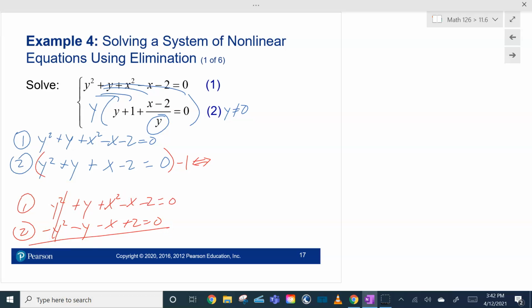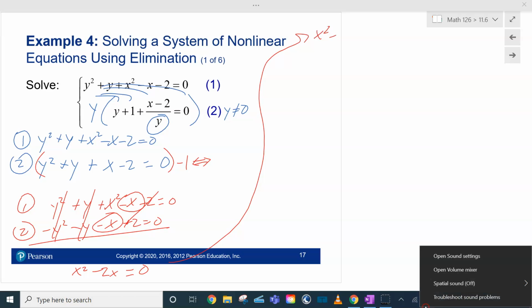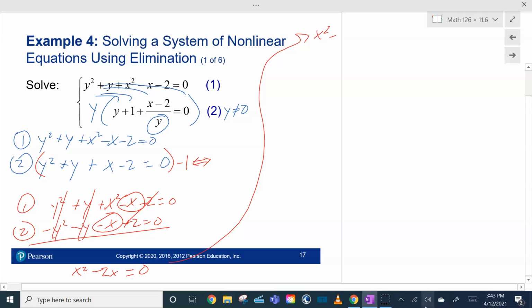Now notice, that's gone, that's gone. We have x squared. We have negative x minus x, so minus 2x. And then we have negative 2 plus 2, that's gone. We have 0 plus 0, we get 0. So we have x squared minus 2x equals 0. We factor that by the zero product property. We have x being 0 or x being 2. So there are our input options.